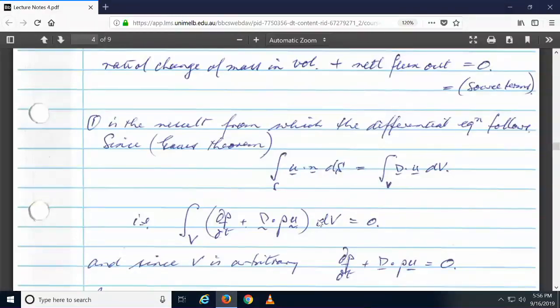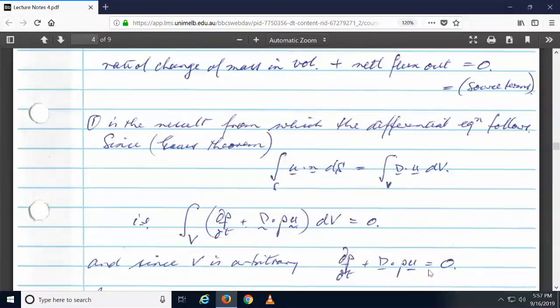So what's that tell you? It tells you that everywhere, because V is arbitrary, this integrand must be zero. So I've suddenly gone from an integral form of a conservation law to a differential one: d rho/dt plus the divergence of rho u equals naught.